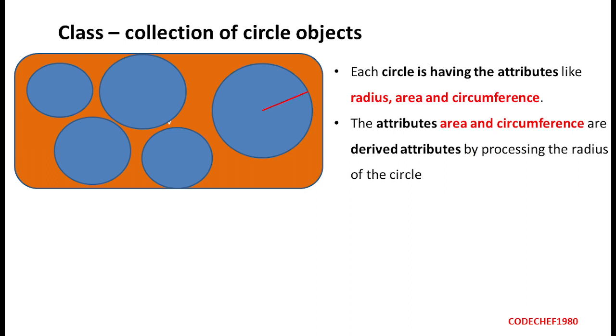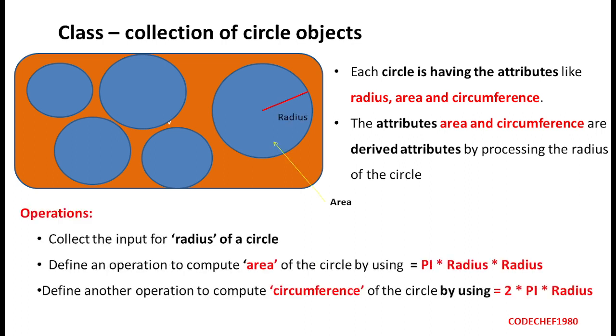So each circle has what? Attributes like radius, area and circumference. The attributes area and circumference are derived attributes, in the sense those will be computed from the radius attribute. So if you give the radius value of a circle, by applying the suitable formula, we can compute the area and circumference of the particular circle. That's why we call them derived attributes.